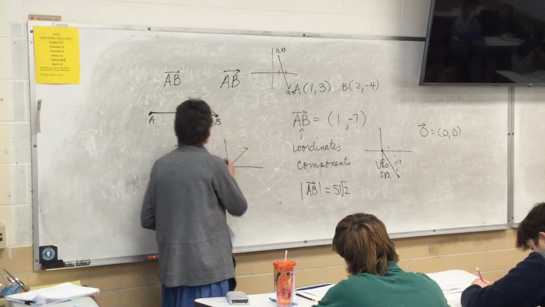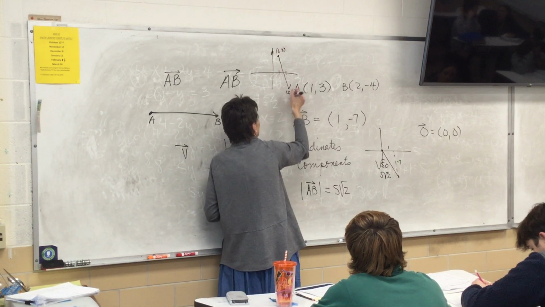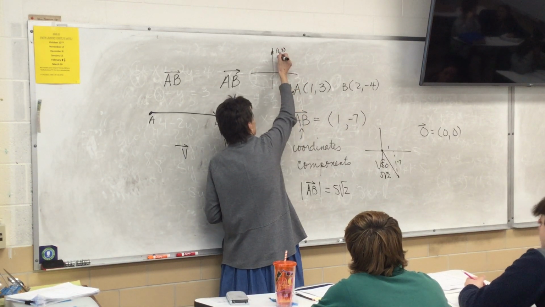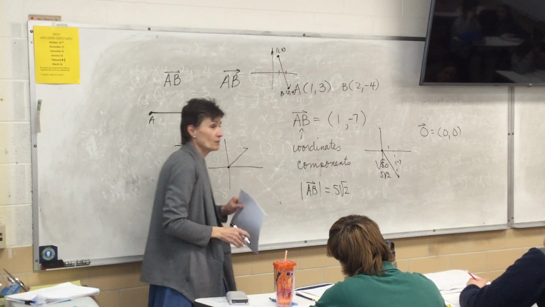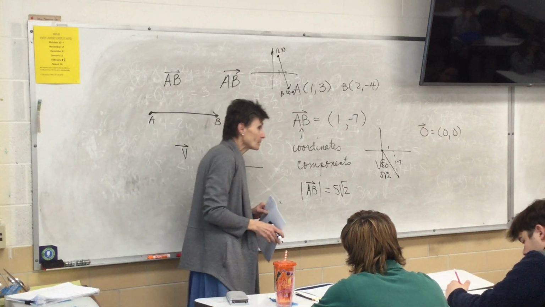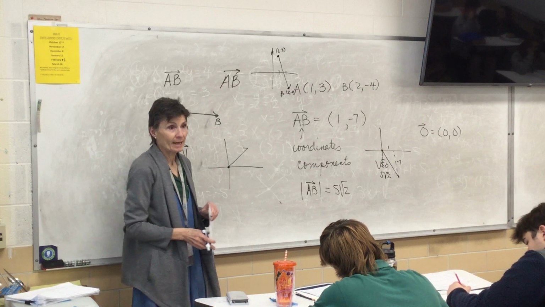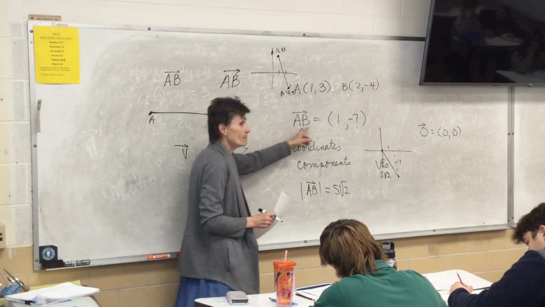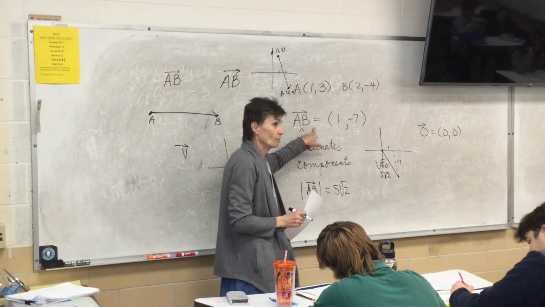In a vector, like when I drew this one right here, this was vector AB. This is called the initial point, and this is called the terminal point. That vocabulary should not be confusing for you. What does initial mean? First or beginning. And what does terminal mean? End. So if we have the vector AB, point A is the initial point, and B is the terminal point.